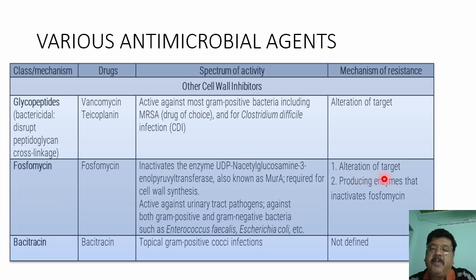Mechanism of resistance: alteration of the target, producing enzymes that inactivate fosfomycin. Then comes bacitracin, used for topical gram-positive coccal infection. Bacitracin is used as a differentiation disc for identification of Streptococcus pyogenes. The role is not defined, fortunately.